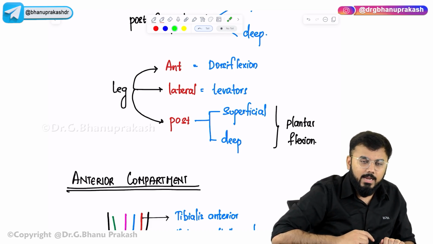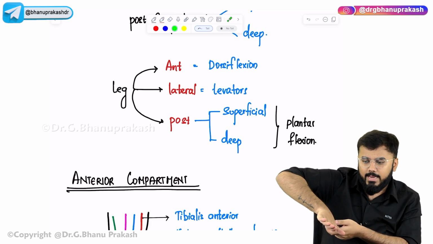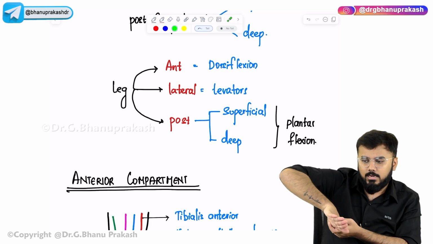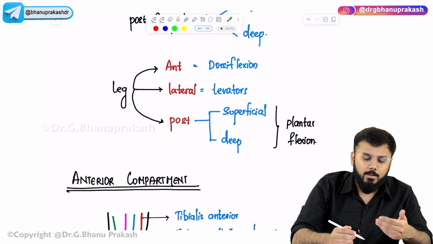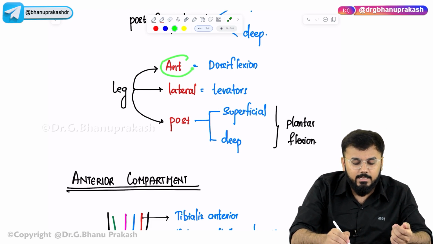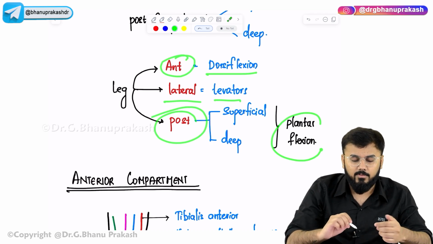And what is the use of the lateral muscles here? All of you can look here. This is the lateral compartment. So I can levate the leg like this. So these are called levators. Okay. So there are three important compartments with three important functions. Anterior is dorsiflexion, lateral is levation, and posterior is plantar flexion.